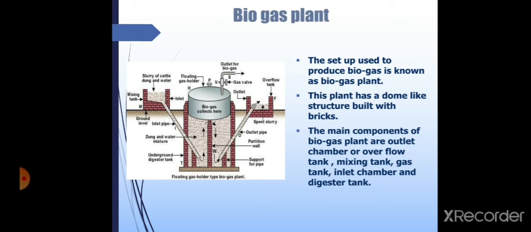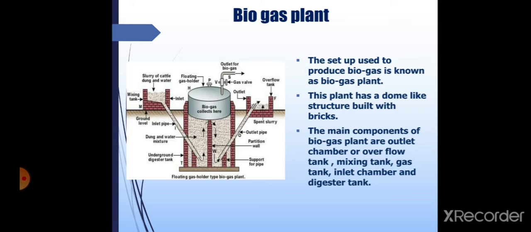Biogas plant. The setup used to produce biogas is known as a biogas plant. This plant has a dome-like structure built with bricks. The main components of a biogas plant are the outlet chamber or overflow tank, mixing tank, gas tank, inlet chamber, and digester tank. This photo gives the basic information of how a biogas plant may work. Biogas plant working basic information is also given in the next figure. Now we will see that.